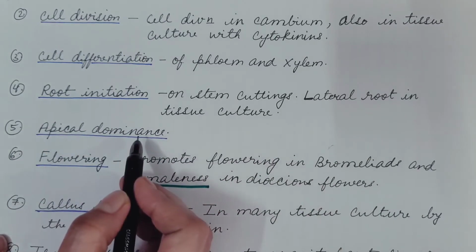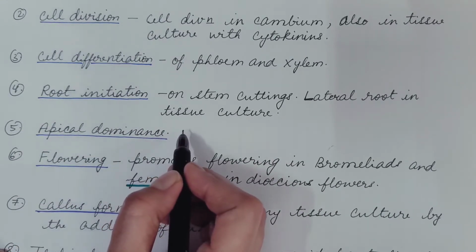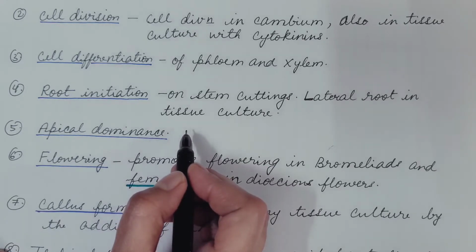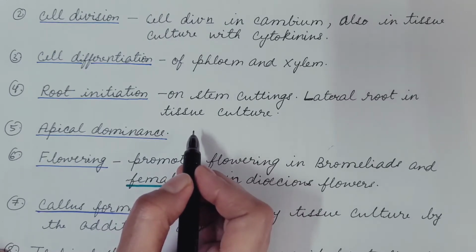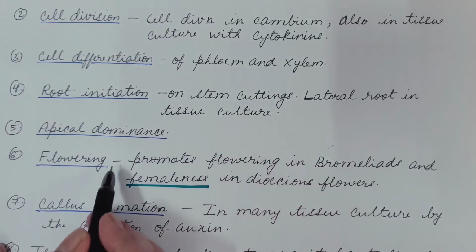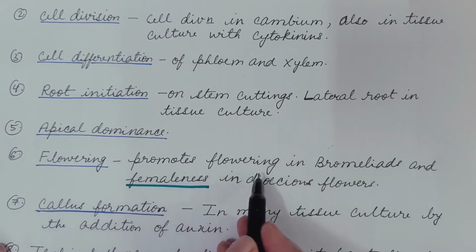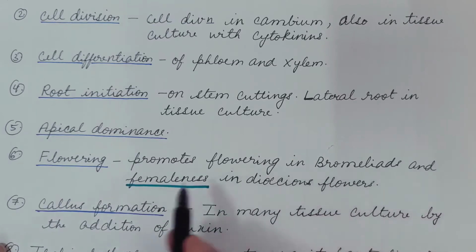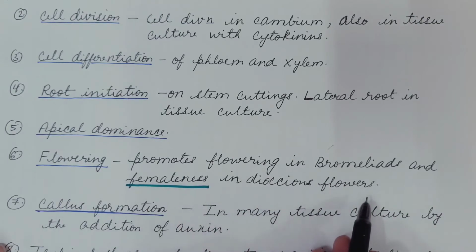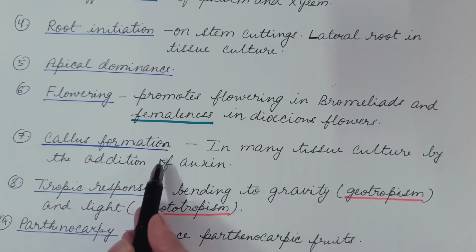Root initiation. It stimulates root initiation on stem cuttings and also lateral root in tissue culture. Apical dominance. When the apical bud is present, it inhibits the growth of the lateral bud. This is known as apical dominance. When the apical bud is removed, then lateral buds grow. Flowering. It promotes flowering in bromeliads and femaleness in dioecious flowers.